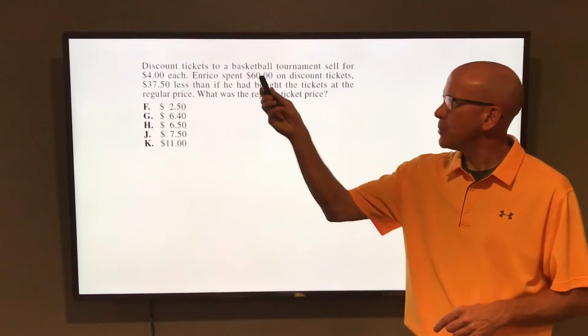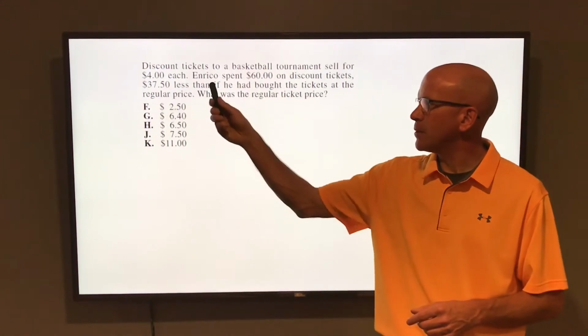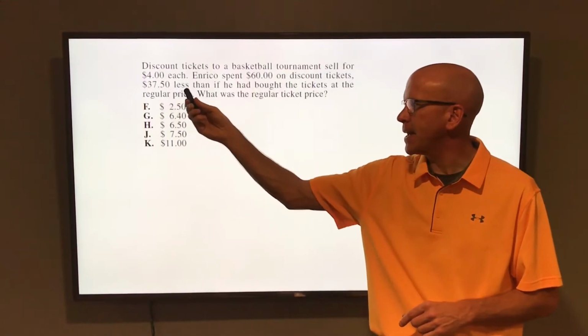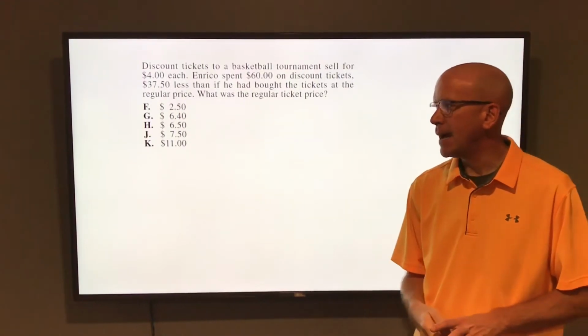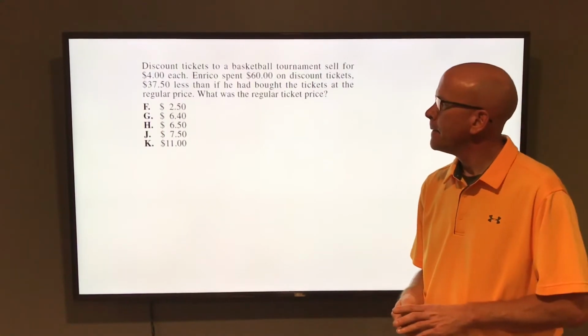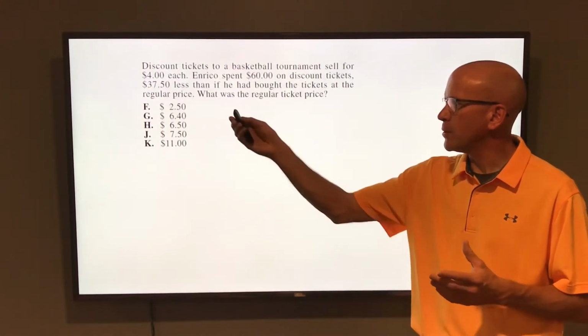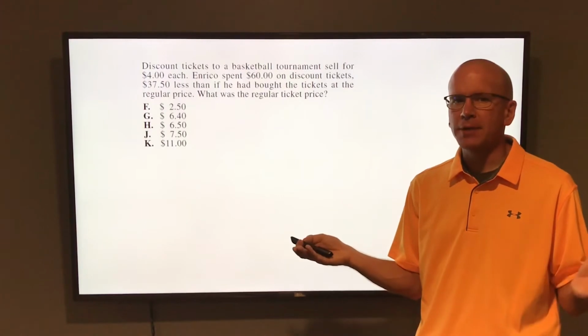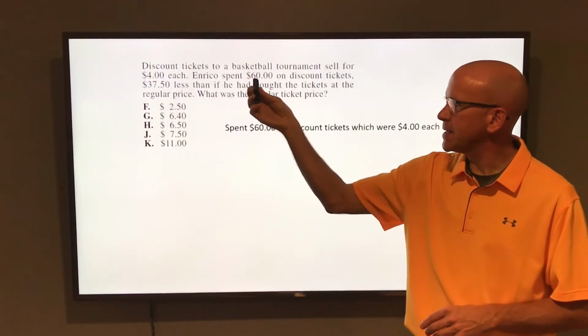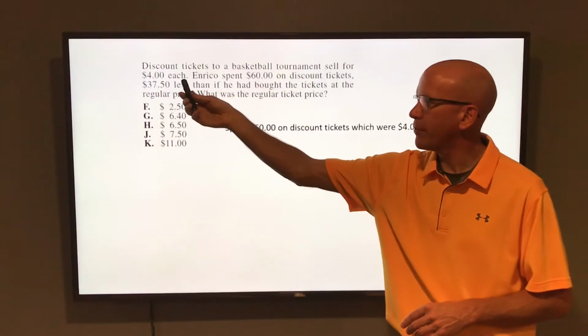Discount tickets to a basketball tournament sell for $4 each, and Rico spent $60 on discount tickets. That is $37.50 less than if he had bought the tickets at the regular price. What was the regular ticket price? Well, to figure out what the regular ticket price was, you need to know how many tickets there were. What you do know is that he spent $60 on tickets that were $4 each.